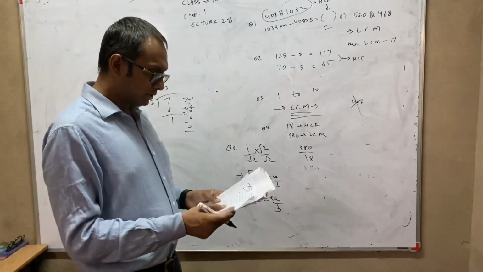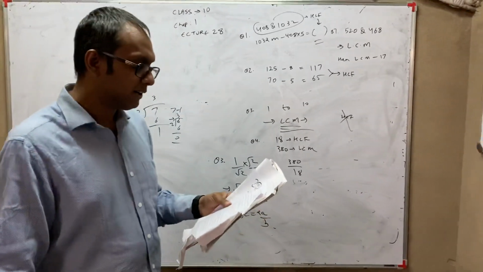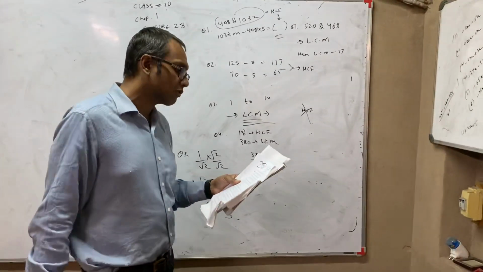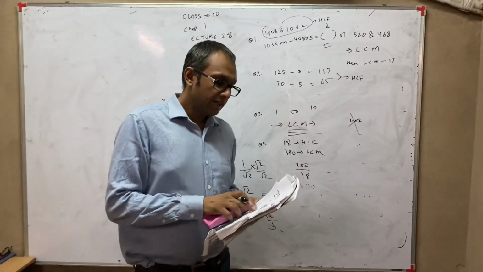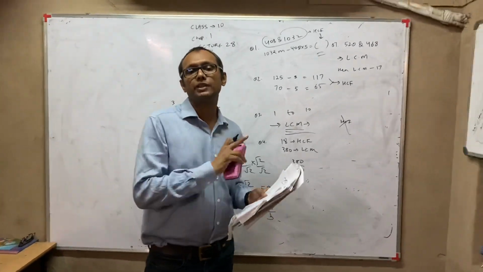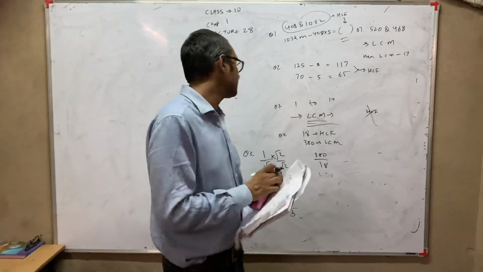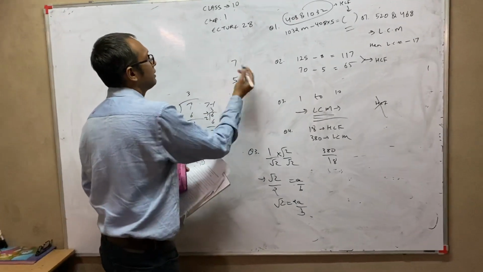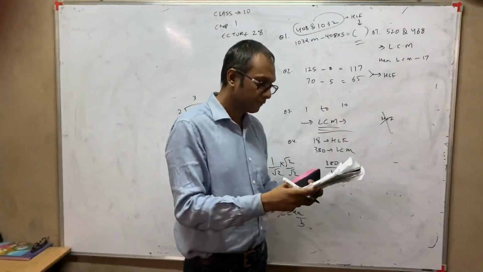Question number 5 is a normal sum using Euclid's division algorithm. Find which of the following pairs of numbers are co-prime. So you will use Euclid's division algorithm, and if the HCF is 1, then you will say they are co-prime, otherwise they are not. When the only common factor between two numbers is 1, for example, if the numbers are 7 and 5, the only factor is 1, then we say the numbers are co-prime.